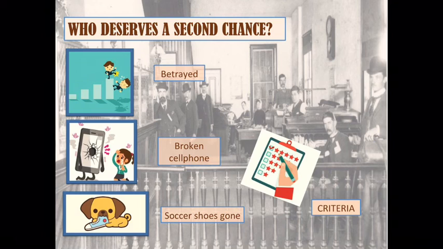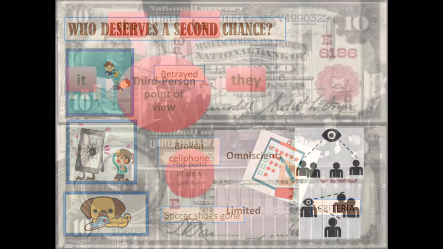And here comes the big question: who deserves a second chance? Everybody makes mistakes, sometimes bad ones. But some people, if they are lucky, are given a chance to redeem themselves. Would you give a second chance to a friend who betrayed you? Would you give a second chance to your little sibling who broke your cell phone? Would you give a second chance to your dog that ate your soccer shoes? What criteria would you choose? In A Retrieved Reformation, a man has the opportunity to change his scheming ways.